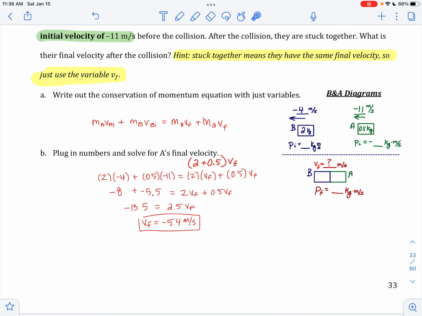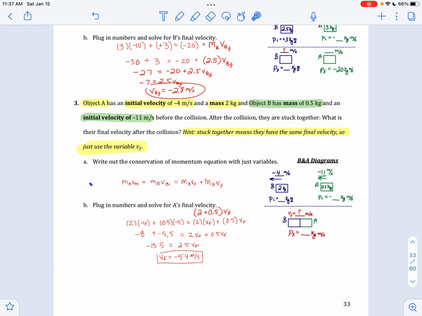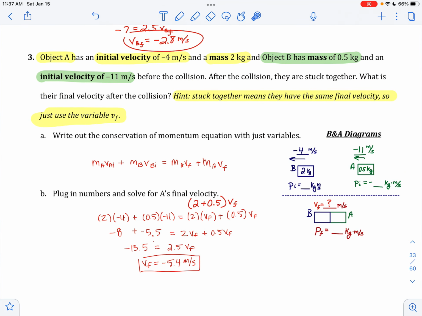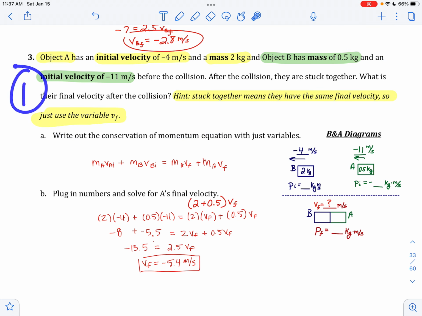Okay, there you go. That is an overview of some of those practice problems. I think the big thing to remember is there's a ton of information here. You need to do step 1, which is annotate, and then step 2, or maybe at the same time, draw your before and after diagrams, and then use the diagrams to plug in all your information into your equations. There you go.